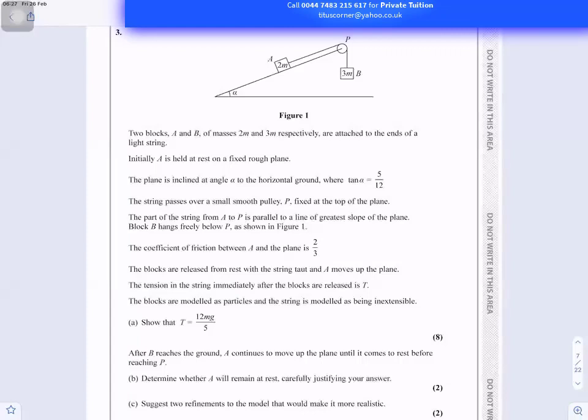Question number 3. Two blocks A and B of masses 2m and 3m respectively are attached to the ends of a light string. Initially, A is held at rest on a fixed rough plane. And it wants you to show that T is equal to 12 mg over 5.